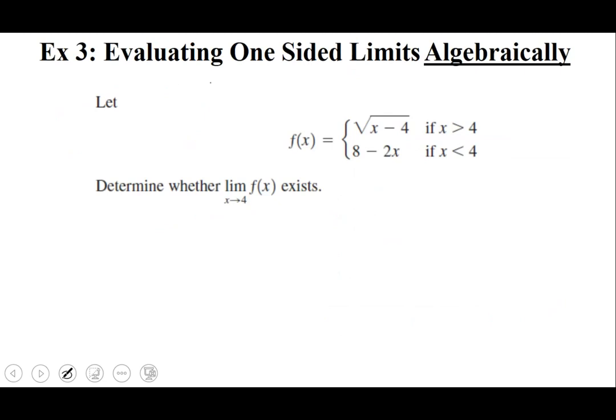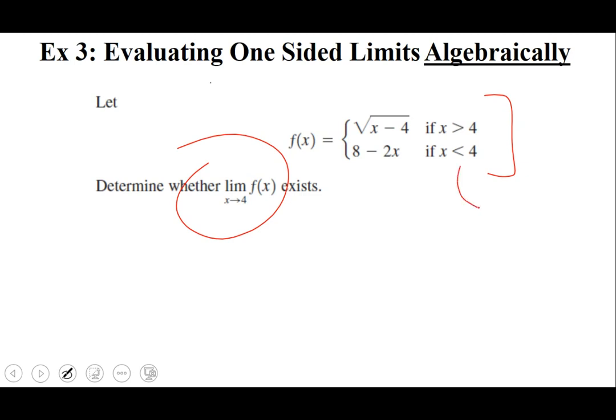Let's talk a little bit more about one-sided limits for piecewise functions specifically. So here we want to know whether the full limit exists. Here you have a piecewise function. Again, notice that technically 4 is not defined in either piece. Sometimes it will be, but because it's a limit, we're just trying to get very, very close.